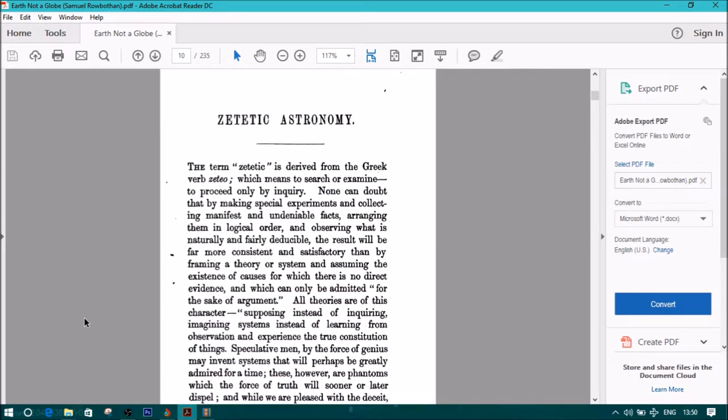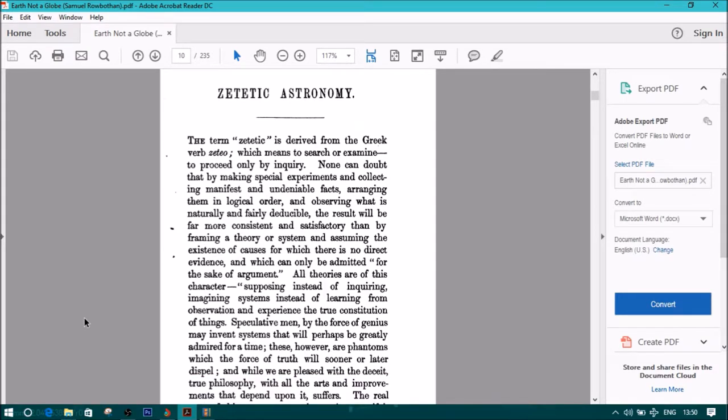Zetetic Astronomy. The term zetetic is derived from the Greek verb zeteo, which means to search or examine, to proceed only by inquiry. None can doubt that by making special experiments and collecting manifest and undeniable facts, arranging them in logical order, and observing what is naturally and fairly deducible, the result will be far more consistent and satisfactory than by framing a theory or system and assuming the existence of causes for which there is no direct evidence, and which only can be admitted for the sake of argument. All theories are of this character.